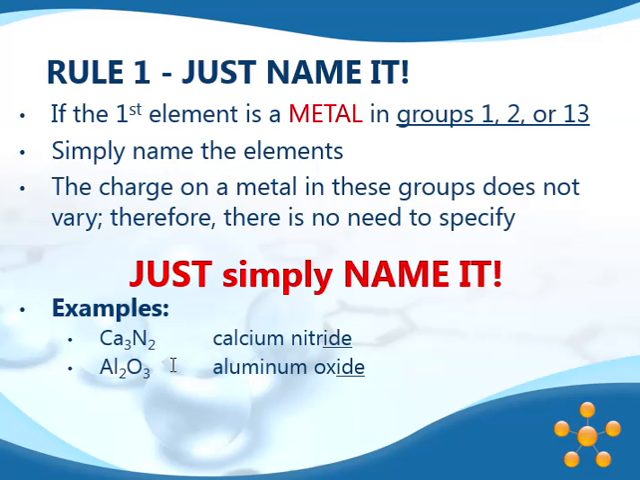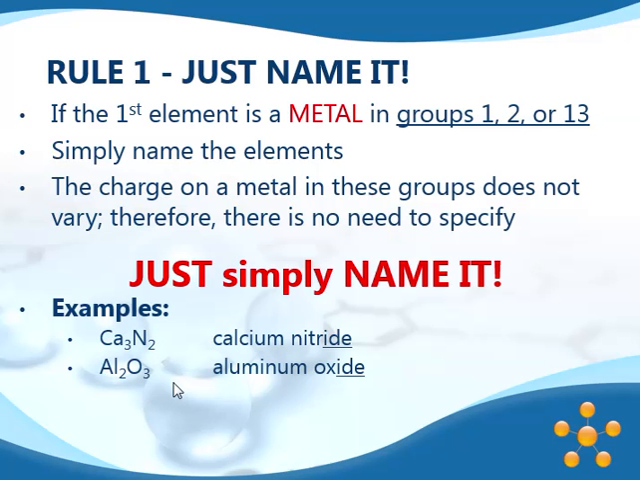Ca3N2. So what elements make up that? Well, you've got calcium and nitrogen. Calcium, that's the cation, positive, and nitrogen is the anion. Now, what did we say in the general naming rules that you do with the anion? You change the ending to IDE. So calcium, just name it. Calcium. Nitrogen becomes nitride. So calcium nitride. All right, let's look at another one.